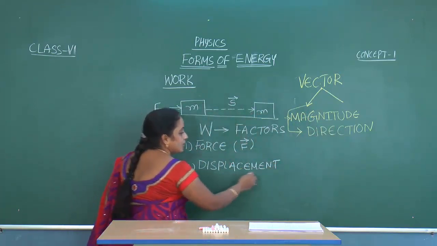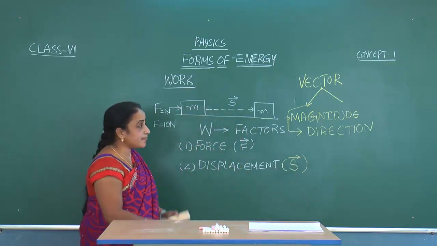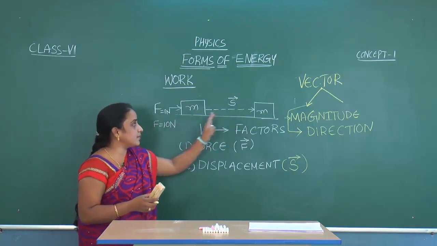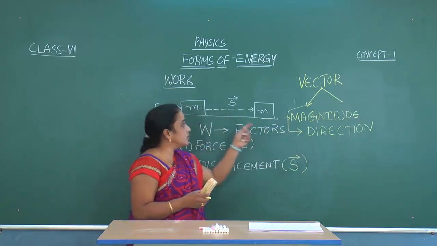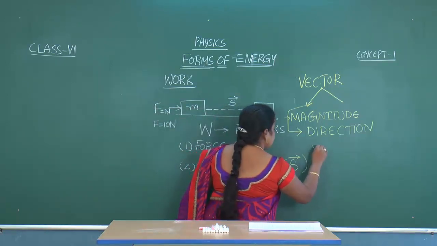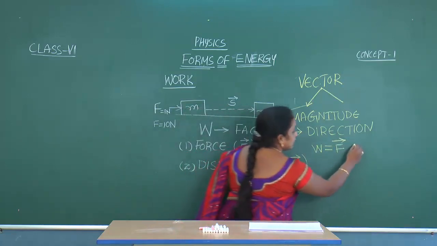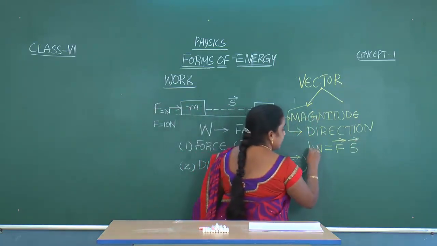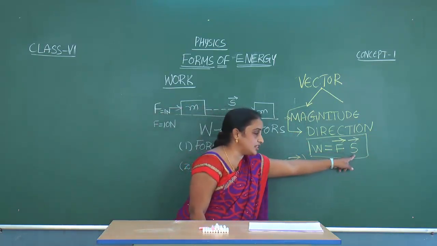And what about displacement? Displacement is also a vector. Here, due to this force, the object is displacing along this direction. It's having magnitude and direction. So this is S bar. So I can write now the work done as F bar and S bar. When I'm writing work done, I have written it like this: W equal to F bar into S bar.